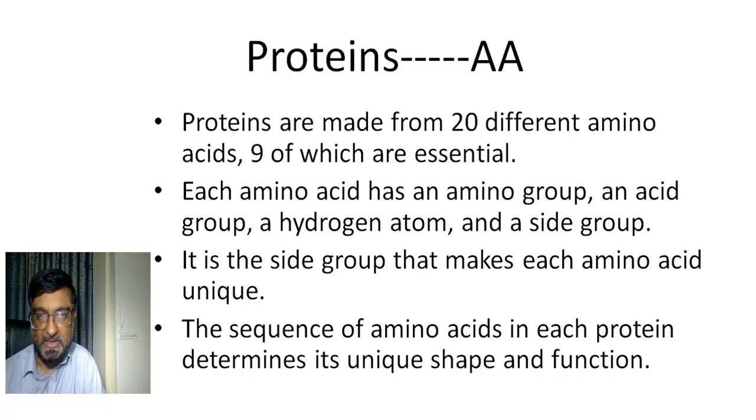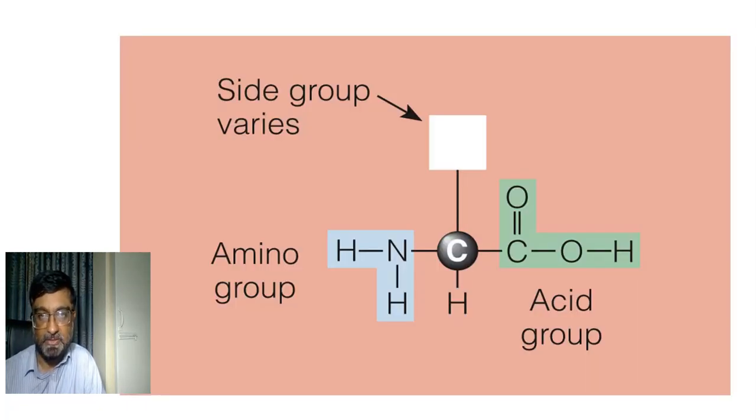So what is the chemical composition of these amino acids? Each amino acid comprises one amino group, one acid group, one hydrogen, and a side group. Side group means alkyl R. The basic structure is the same, but it's the side group R that makes each amino acid unique. In the following slides, we will be looking at the structure. The sequence of amino acids in each protein determines its unique shape and function.